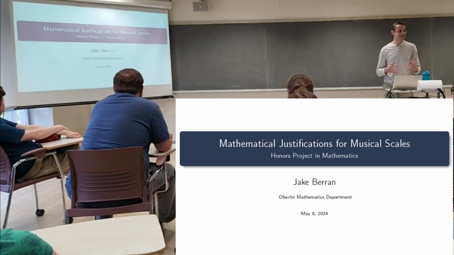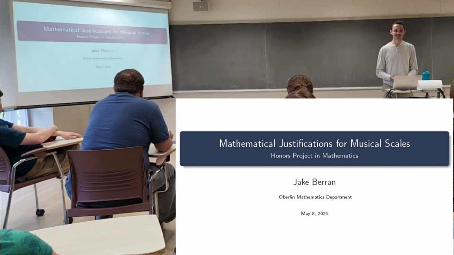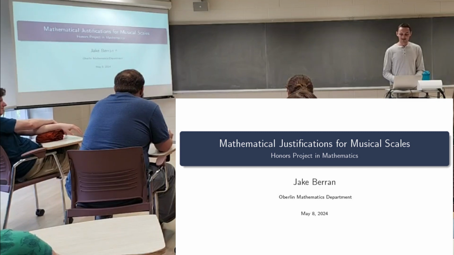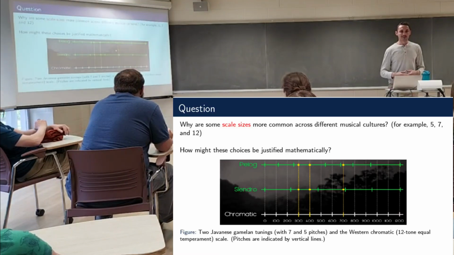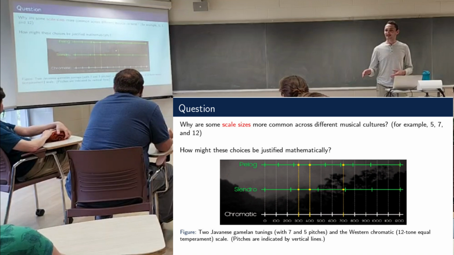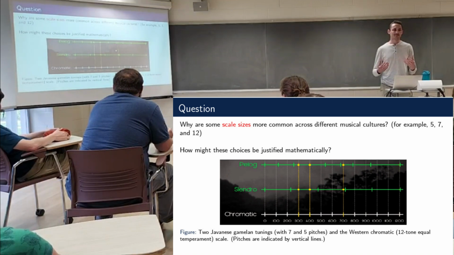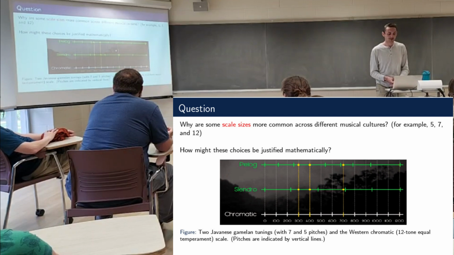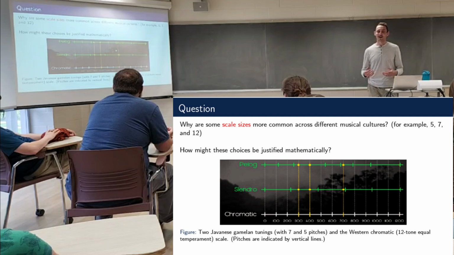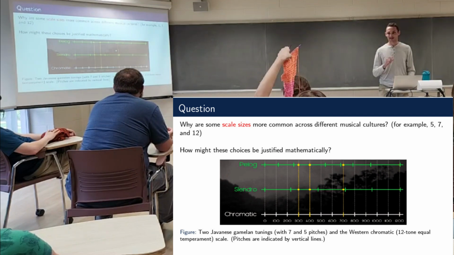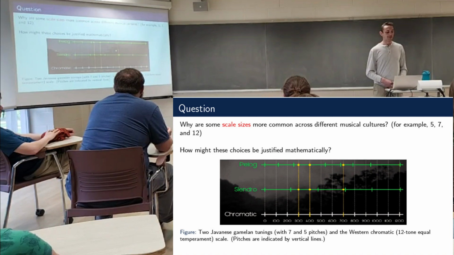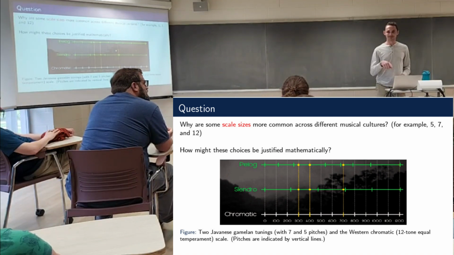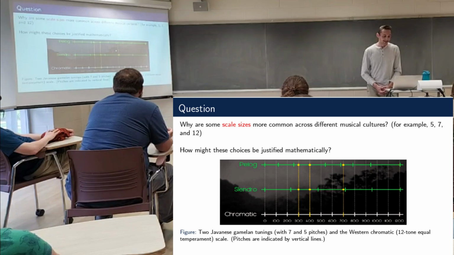Talk a little bit about my project, Mathematical Justifications for Musical Scales. So a central question we can frame all of this around is, why do some scale sizes appear more commonly across different musical cultures? For example, many musical practices have scales with 5 pitches, the pentatonic scales, or 7 pitches, like the white notes on the piano, or 12 pitches, like all of the notes on the piano.